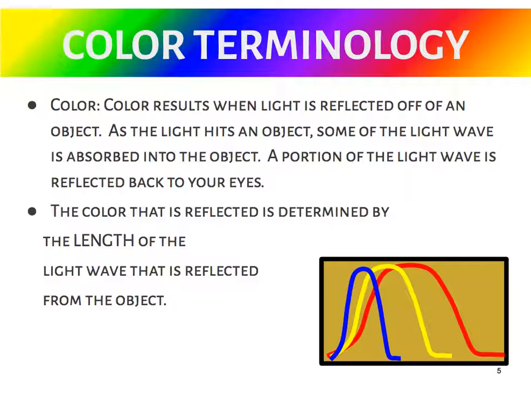So, color results when light is reflected off an object. As the light hits an object, some of the light wave is absorbed into the object, and a portion of the light wave is reflected back to your eyes. So basically, the color that is reflected is determined by the length of the light wave that is reflected from the object. So, color originates in light, sunlight again.